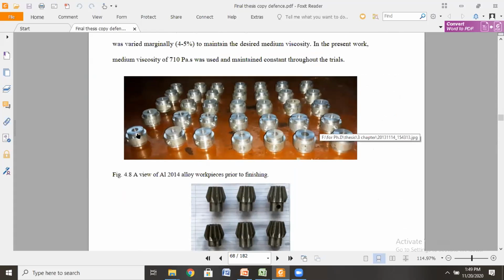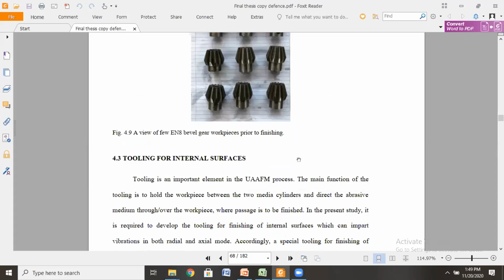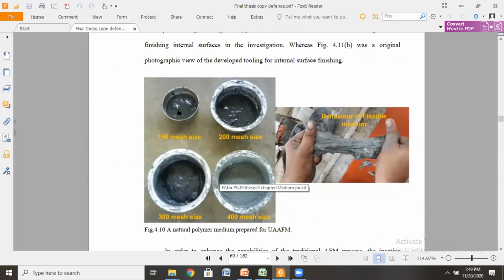These are aluminum 2014 series alloy workpieces for cylindrical bushes, and we also took bevel gears as a workpiece using EN steels. For the medium, as I said, we developed our own economical, eco-friendly media, which is very economical compared to commercial media. Using different abrasive sizes, we mixed the abrasives with the polymer. We use natural wax polymer, which is honeybee wax mixed with a little boron trioxide powder, and we added some naphthenic oil and abrasive particles for mixing.